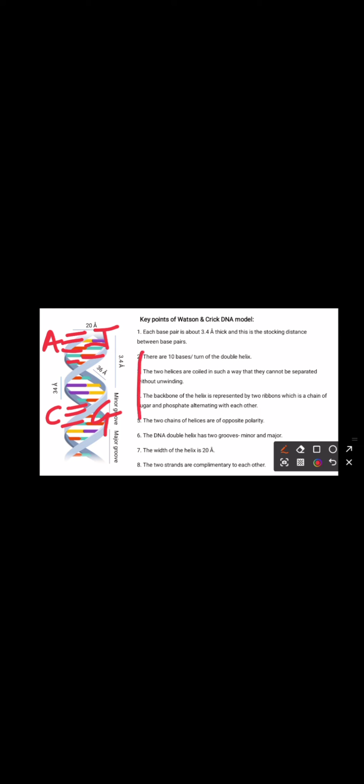Now for example, if in one strand A is present, then definitely in the other strand T will be present, and both will be bound by two hydrogen bonds. This is called complementary to each other. A will bond to T, C will bind to G by means of hydrogen bonds. So this is the speciality of our DNA. I hope this is all for the structure of DNA. I hope you all understood the structure of DNA and what the key points of the Watson and Crick DNA model are.